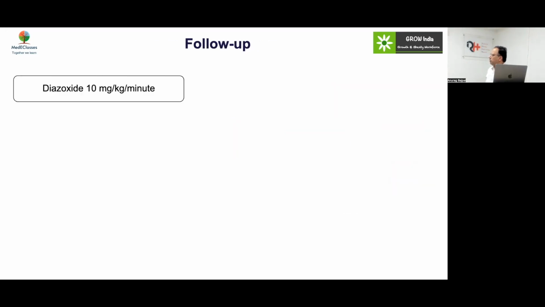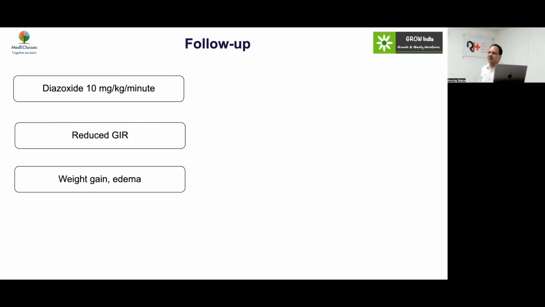On follow-up, diazoxide 10 milligram per kg per day, not per minute, reduced the GIR, but now he develops weight gain and edema. So what are we thinking of? What do you want to do before you start diazoxide generally? Platelets, and ideally an echo also to look at cardiac function, because diazoxide is basically what?